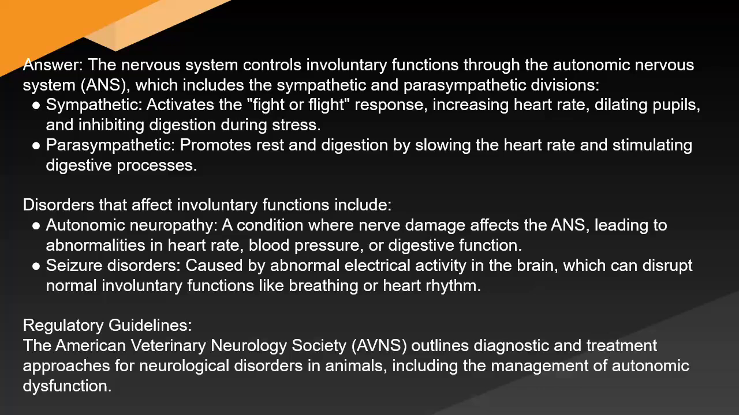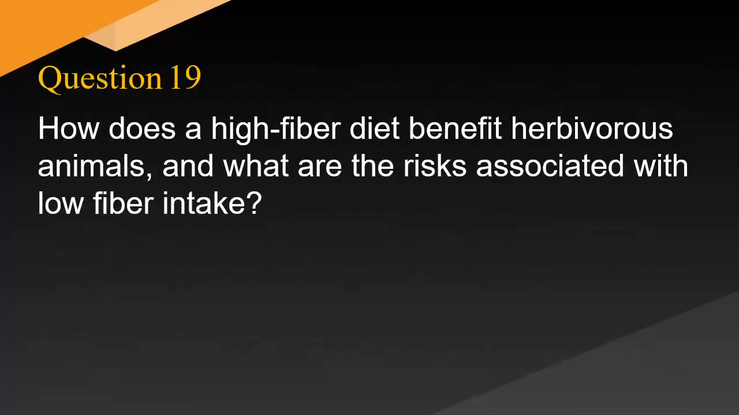Disorders that affect involuntary functions include autonomic neuropathy, a condition where nerve damage affects the ANS, leading to abnormalities in heart rate, blood pressure, or digestive function. Seizure disorders, caused by abnormal electrical activity in the brain, which can disrupt normal involuntary functions like breathing or heart rhythm. Regulatory guidelines. The American Veterinary Neurology Society outlines diagnostic and treatment approaches for neurological disorders in animals, including the management of autonomic dysfunction.